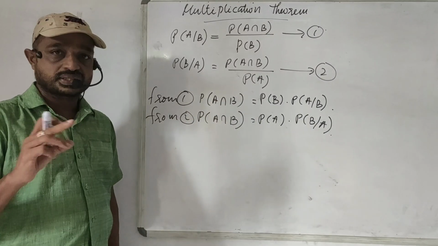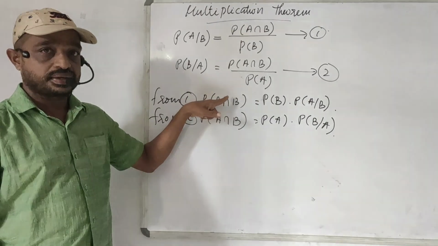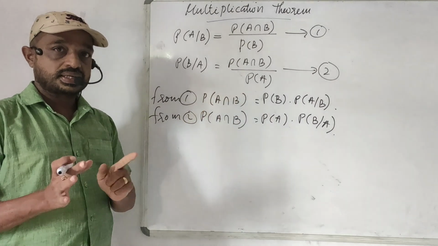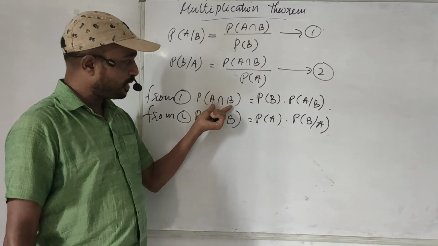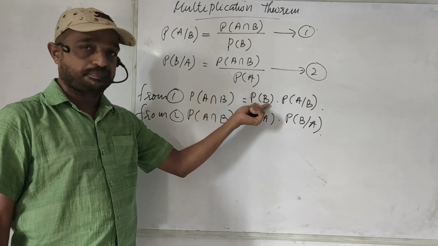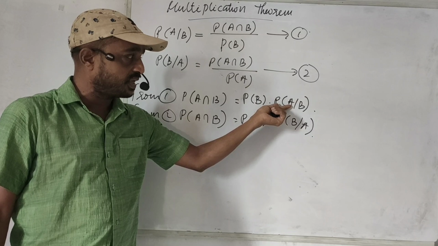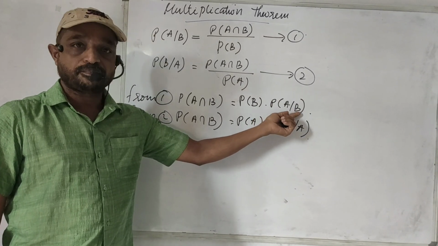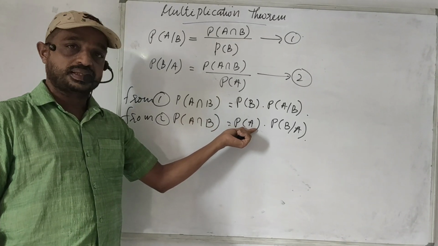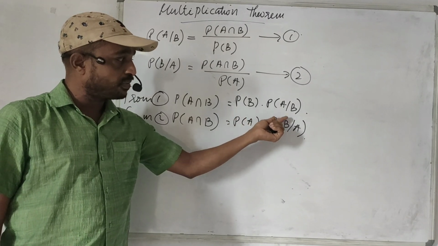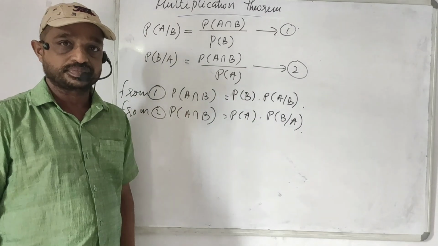So what is meant by P of A intersection B? It is the probability of happening both the events A and B. Is it clear? So what is the result? P of A intersection B is equal to P of B, the probability of happening the event B, into the probability of happening the event A if the event B has already happened. Similarly, P of A intersection B is the probability of happening the event A into the probability of happening the event B if the event A has already happened first. Isn't it?